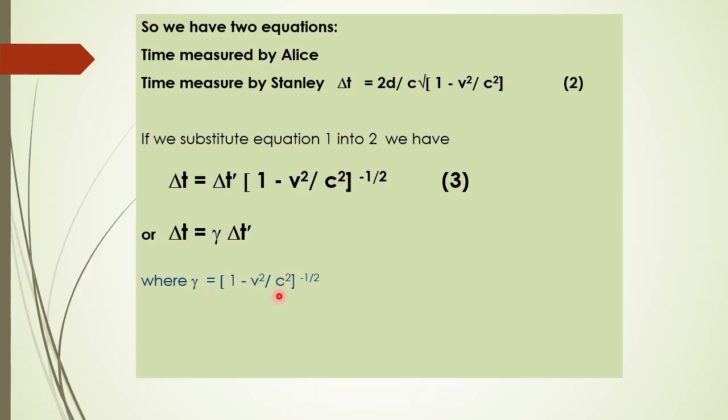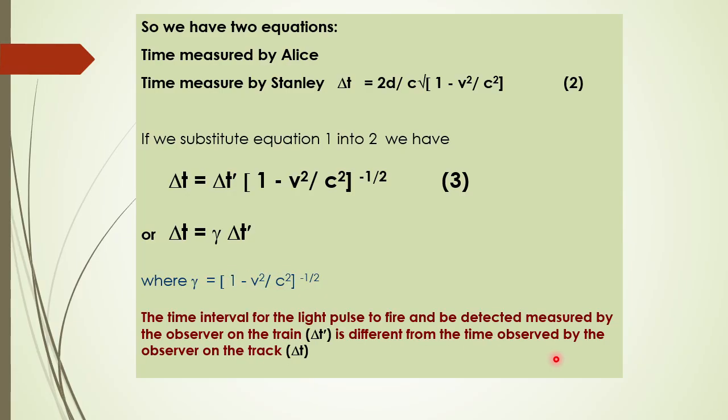Okay, we'll just continue with this example. The time interval for the light pulse to fire and be detected and measured by the observer on the train, delta t, so the person in the moving frame, will be different from the time measured by the observer on the track. So that's our conclusion.